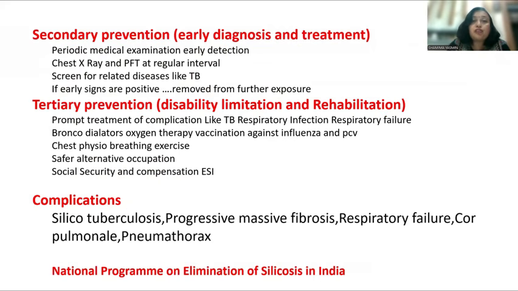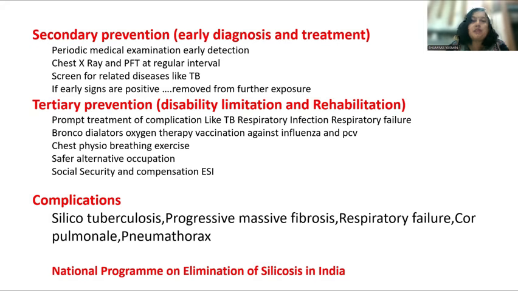In secondary prevention, we'll be talking about the periodic medical examination. Once we know the patient is suffering from it, regular X-rays have to be done, pulmonary function tests have to be done, and treatment should be done. And as we know, silicosis goes with tuberculosis, so screening for tuberculosis will be done. If there are early signs and symptoms, we would give health education and go for a job substitution, so that the person is moved to a different place where they can work with lesser exposure to silica.